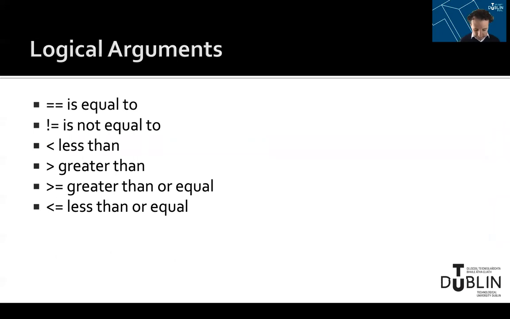There are loads of different logical arguments. Equals is equal to. So if two numbers are equal to each other, you make a decision. If they're not equal to each other, that's a decision process. That's important. Less than we know, greater than we know, greater than or equal to, less than or equal to. There are basic logical arguments that we put in our decision.